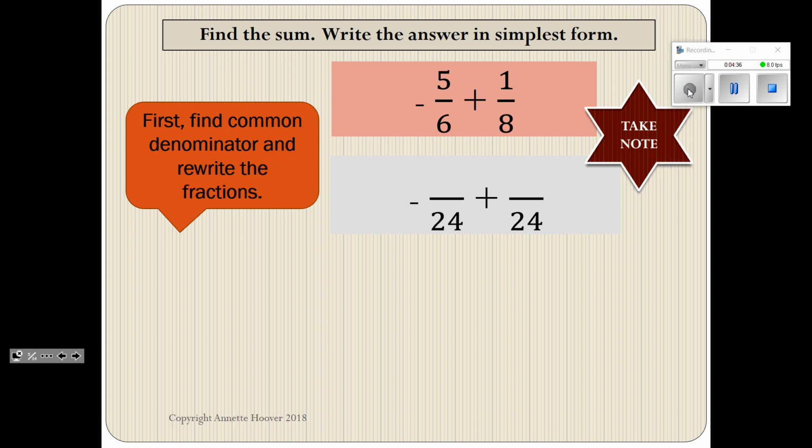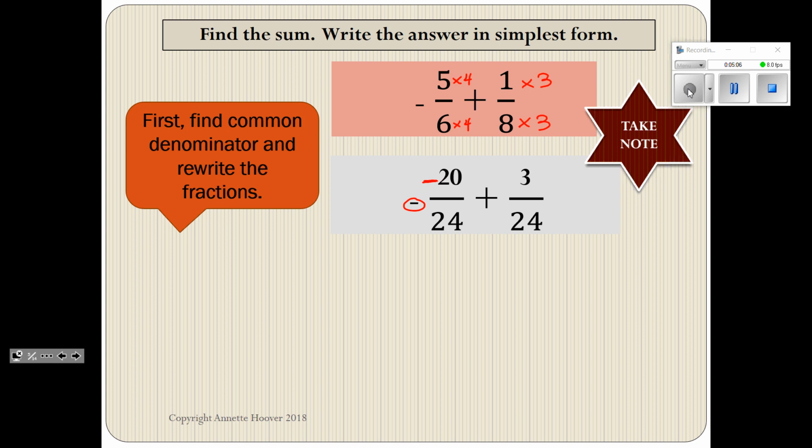To rewrite 6 to 24, it's 6 times 4 equals 24. So we have to multiply the 5 times 4. That would be a 20. Remember, that's going to be a negative 20 because this negative sign makes that negative. For the 1/8, 8 times 3 equals 24. So we multiply 1 times 3. That would be 3/24. Now we have a negative 20 and a positive 3.